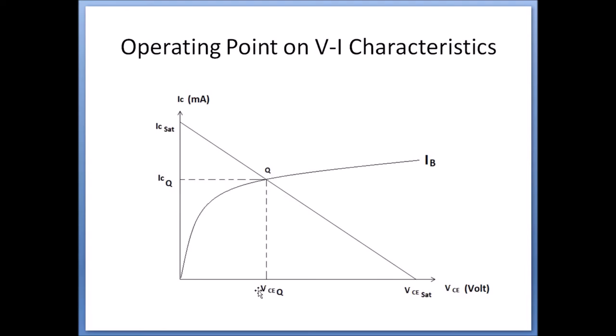Now let us define the operating point on the VI characteristics. Now let us see what exactly a VI characteristics is. It is a voltage versus current graph, or you can say output voltage versus output current graph of a common emitter configuration. Now VCE voltage in volt, which is an output voltage, and IC current is taken on the y-axis in milliampere. Now let's locate IC sat or IC max and VCE sat or VCE max on the graph. Now join these two points with the help of a straight line, and this particular straight line is called the load line.